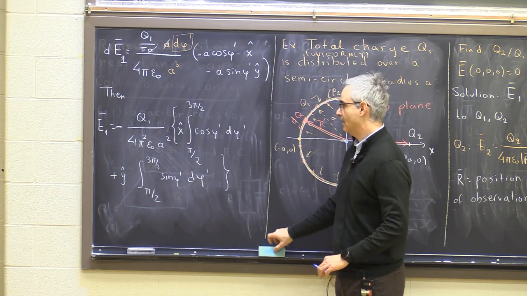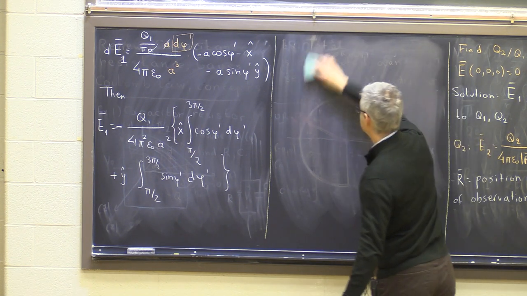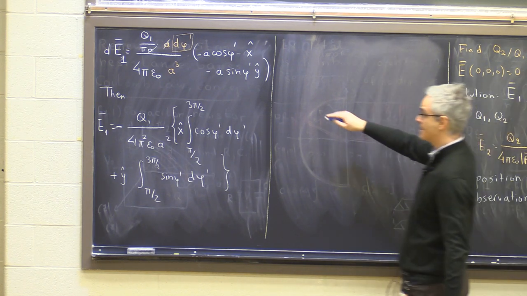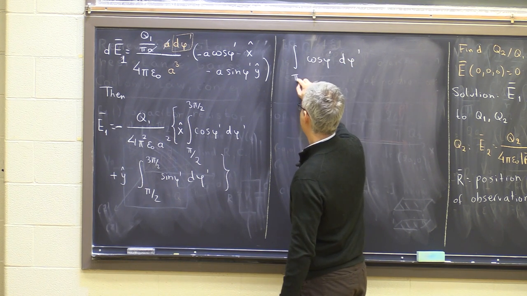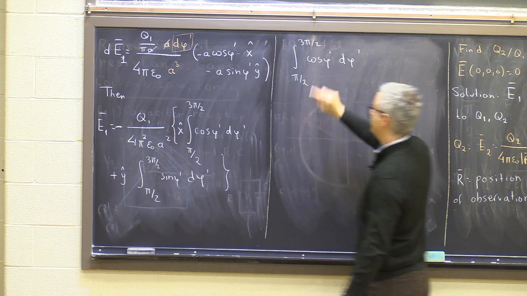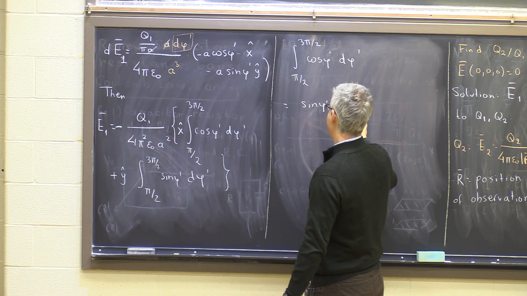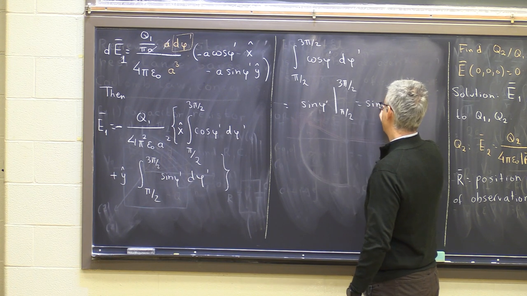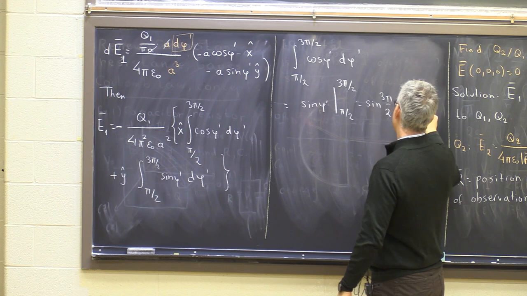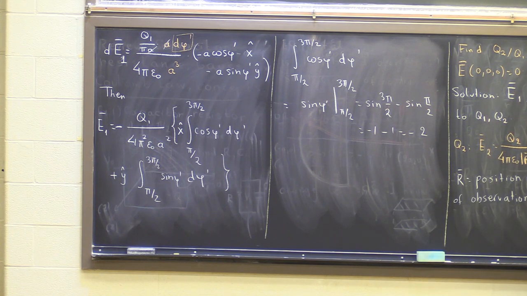Okay, so this is my electric field. It has these two components, potentially. So I do these integrals separately: cosine phi primed d phi primed, from pi over 2 to 3 pi over 2. The integral of cosine phi prime is sine phi prime, so this will be sine phi from 90 to 270 degrees. So sine of 3 pi over 2 minus sine of pi over 2 will give me minus 1 minus 1, it's minus 2. So there is another minus sign there.